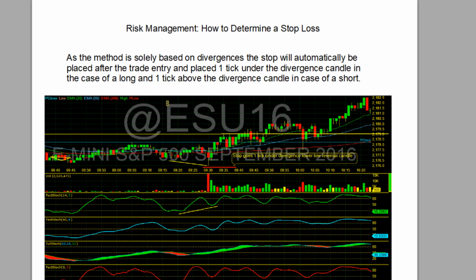In any case, whenever we do take a trade, our stop goes 1 tick under the divergence low. That is probably the easiest thing to do to protect yourself. Whenever you see a divergence, you should have a candlestick that goes with that setup. You put a stop 1 tick under the candle low to start your trade off.